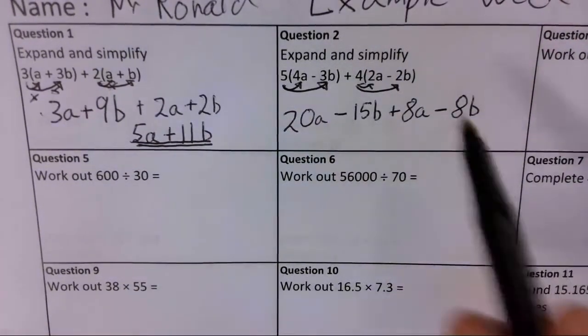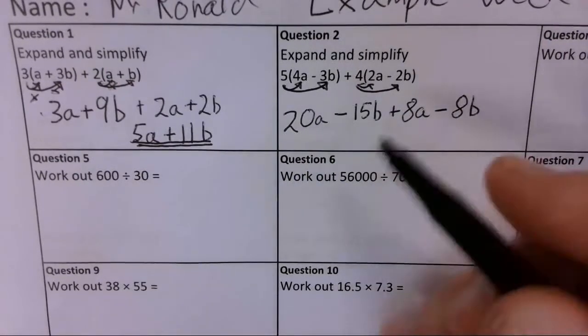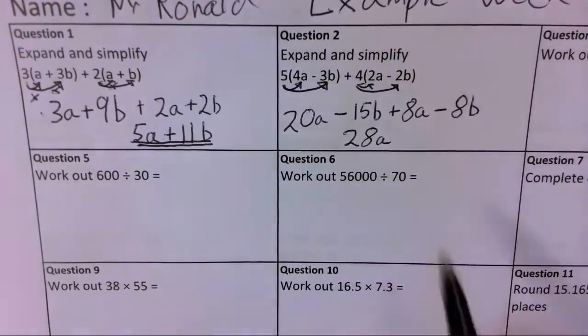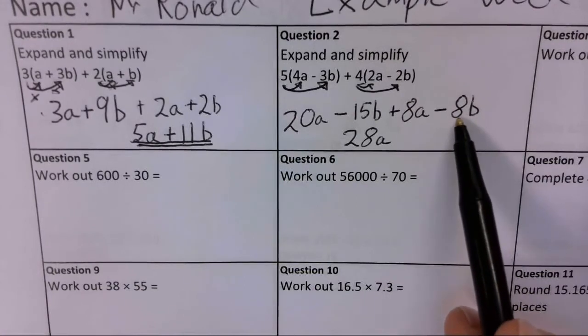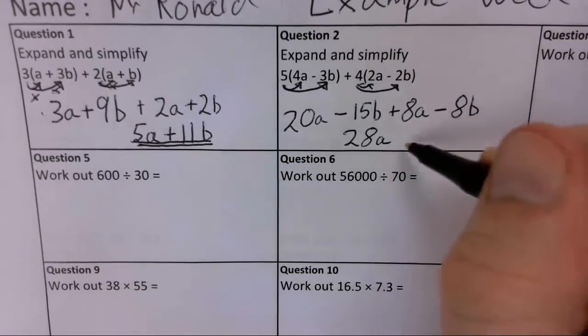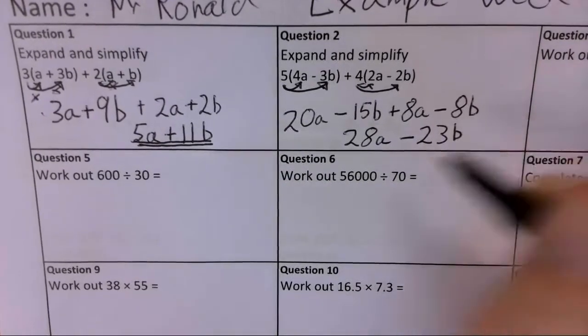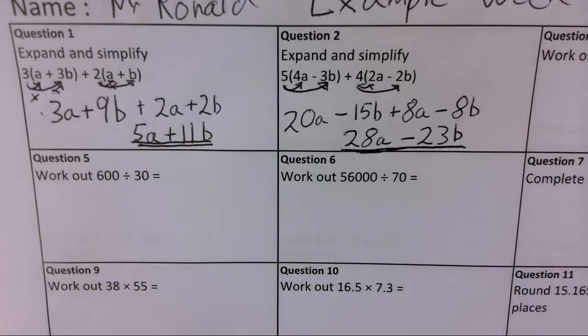Now I need to be really careful. I'm going to again collect like terms. I've got 20a and another 8a. That's 28a. Now I've got minus 15b, and I'm going to take away 8 from that. So that takes me down to minus 23b. Okay, so we just need to be careful with the negatives.